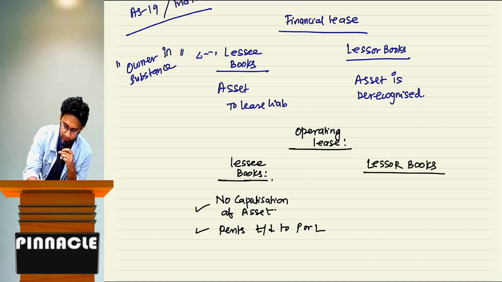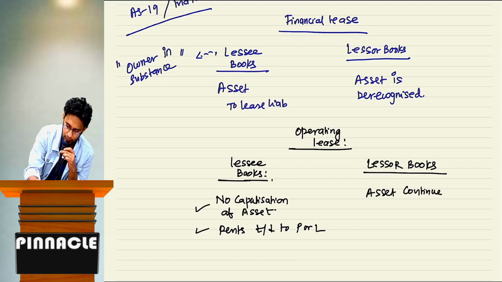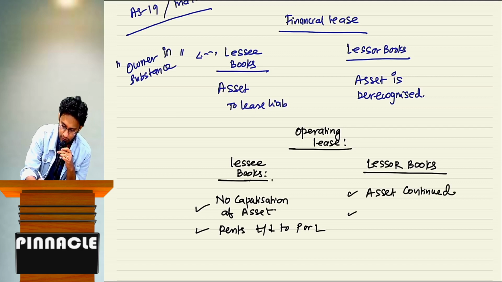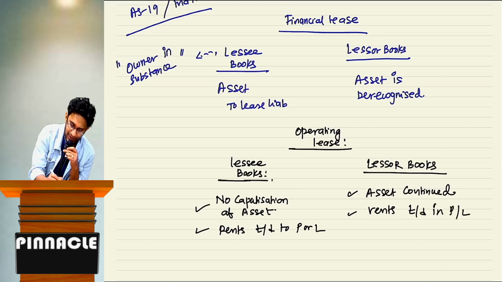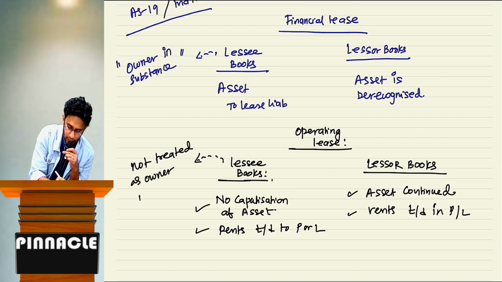In lessor books, asset continued, rents, income in payroll. In this case, a lessee is not treated as owner in substance.